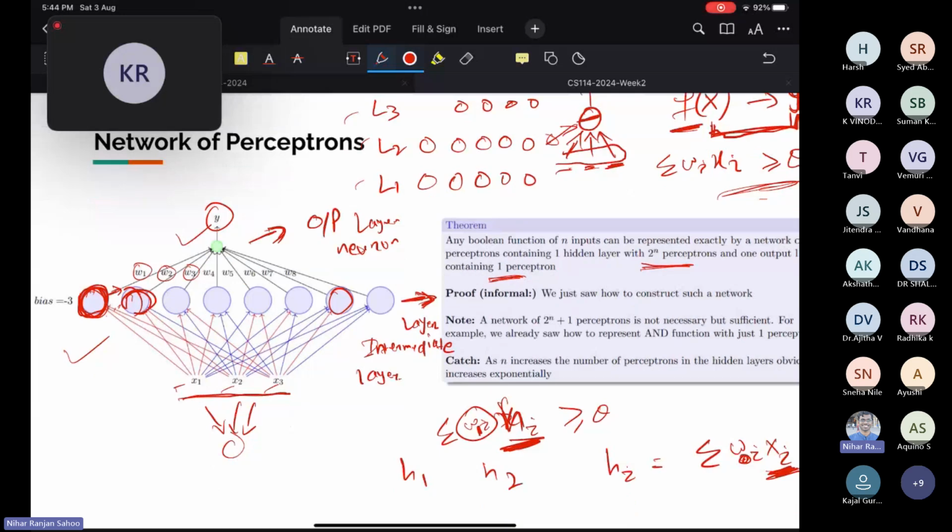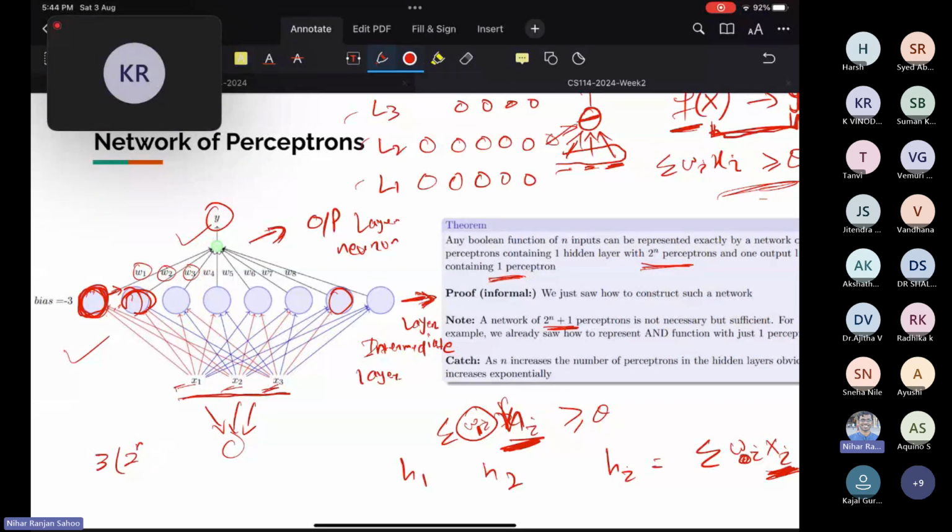So if we have multiple input neurons, then we know how many W's we'll have. 2 to the power n plus 1 perceptrons, and each perceptron requires 3 W's because there are three inputs, right? 3 into 2 to the power n plus 1. Maybe not very accurate. I will explain it again.